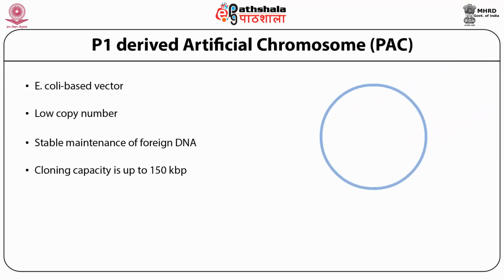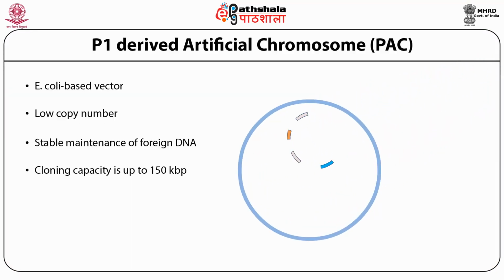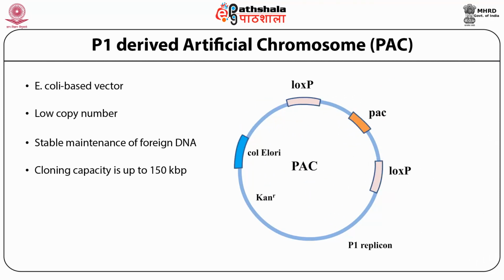P1 derived artificial chromosomes are constructed by combining the best features of P1 bacteriophage vectors and BAC, that is bacterial artificial chromosomes.